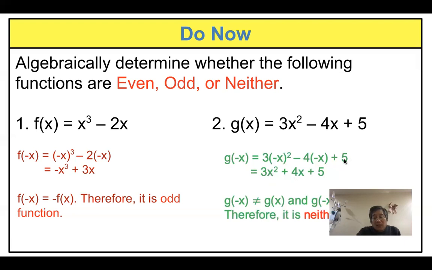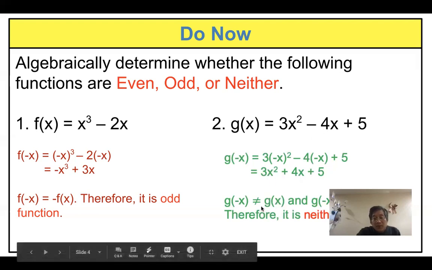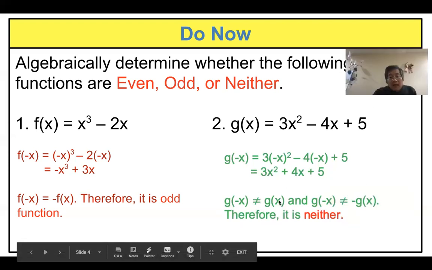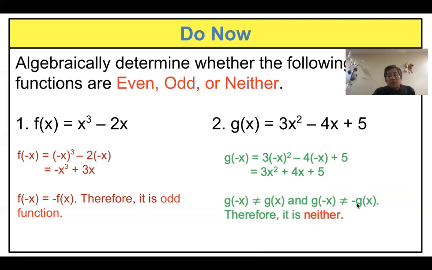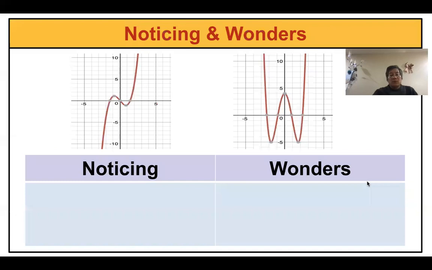And then compare with the original function. It's not exactly the same because this and this change. So not every sign changed, only one of them. So it's not equal to the original function g of x. And it's not equal to negative g of x because not everything changed the sign. So you need to write this down, and then the answer is neither. Everybody understand, right? Okay, let's go to today's lesson.